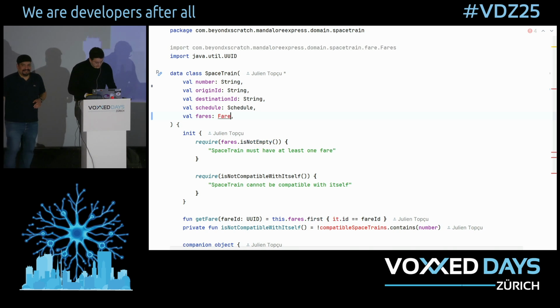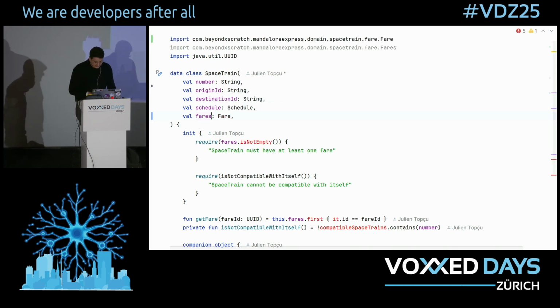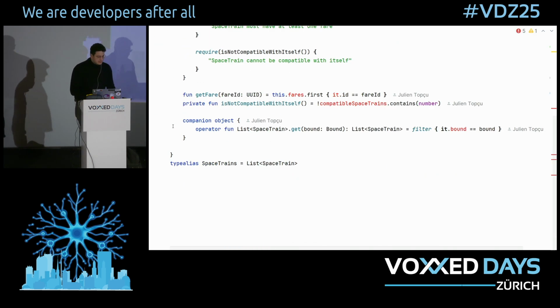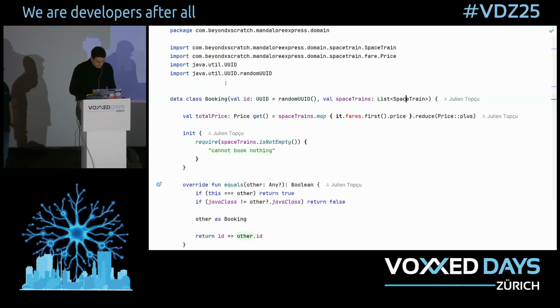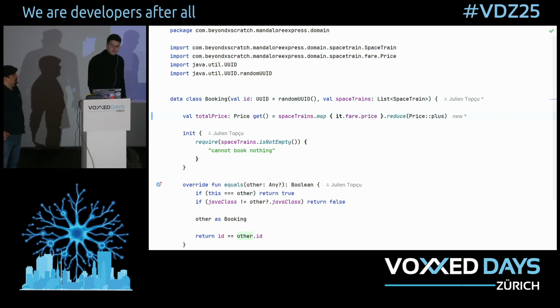We don't need multiple fares, we need a single one, the one that was already selected. And on top of this, everything that's inside this class that's related to stuff we removed, we just remove. So the space train for the booking is much more focused and much more simple. But more importantly, when we go back to the booking here, we can get rid of this model tension, and we have actual structural safety when calling the fare.